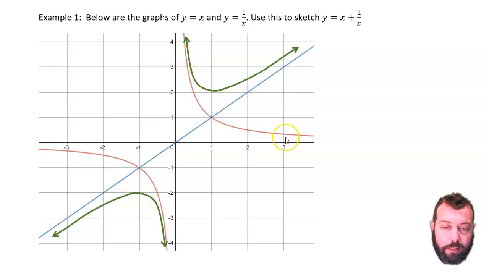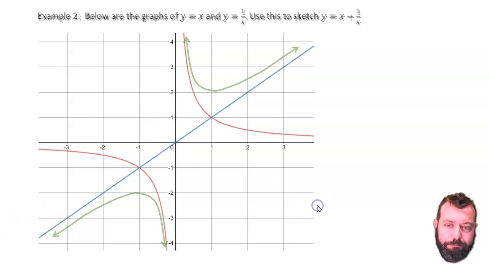Now, you can see the red line, as I move towards infinity, becomes very small, so this green line will approach the blue line, that function y equals x, as an asymptote. It will get very close to it because I will be adding very little onto it as that increases. Similarly here on the left.